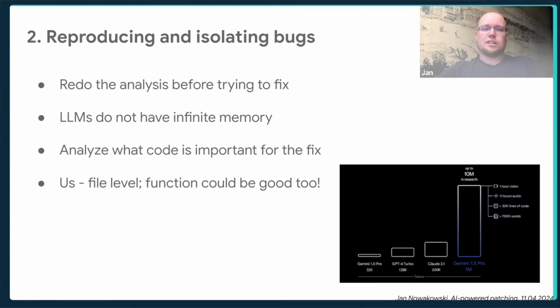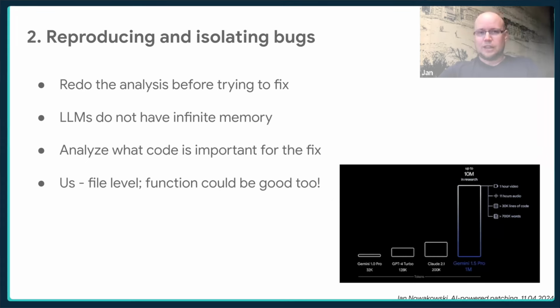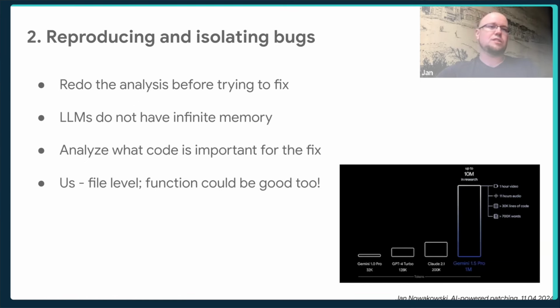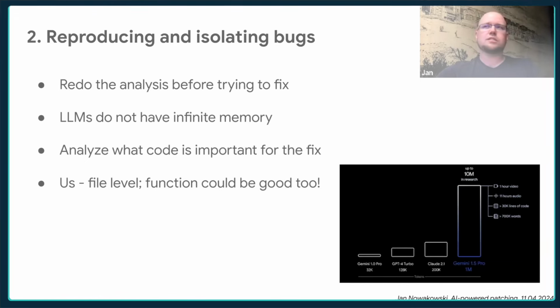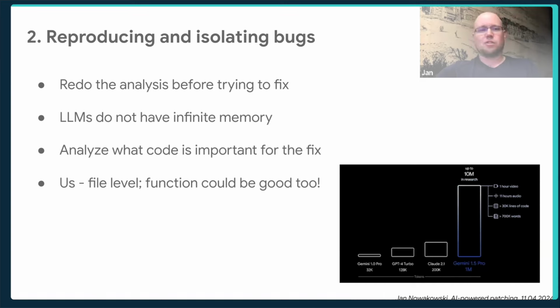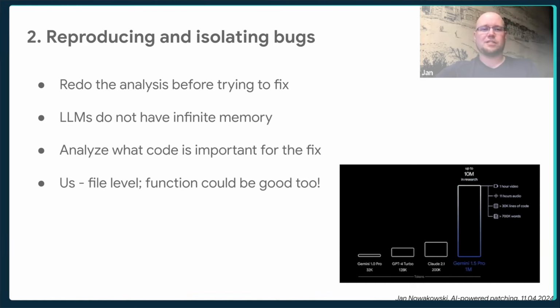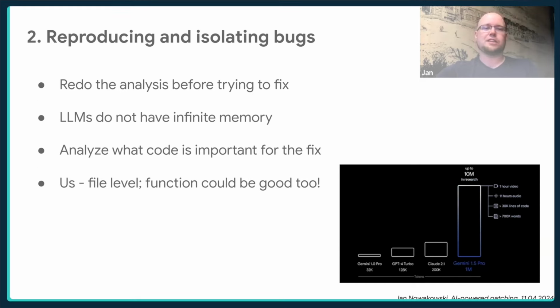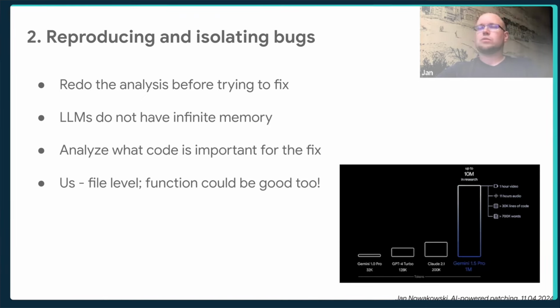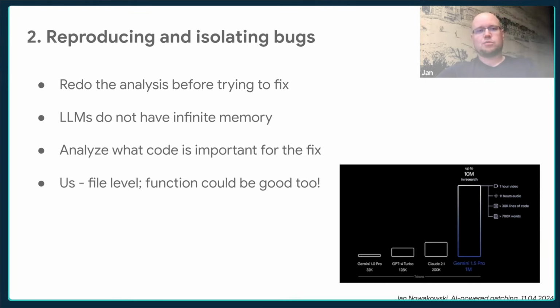So we redo the analysis before trying to fix them. And then what is important is we need to try to somehow figure out where the error is, because LLMs don't have infinite memory. So we cannot just give it the whole huge code base and say, hey, there is this error somewhere, fix it. So we analyze the code and try to figure out what we need to modify, what we need to give to the LLM as input in order to fix the error.